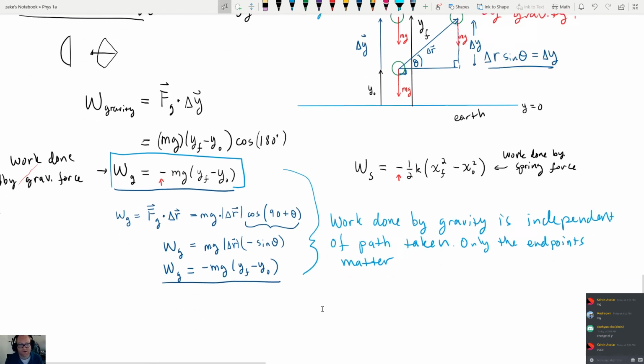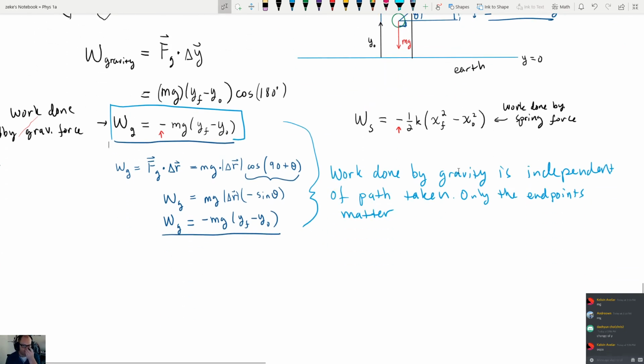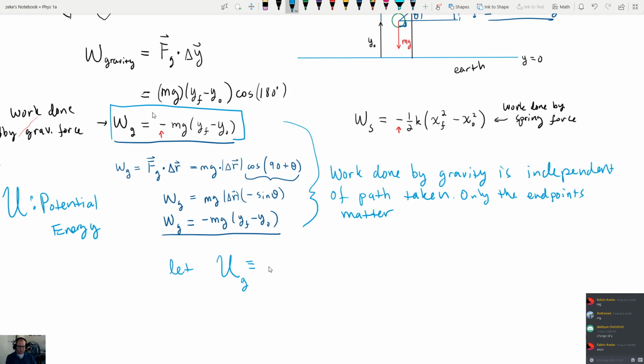So as a result, because the work done by gravity is independent of the path, it makes sense to just say that, well, this thing, mgy, must be representative of something that we can use to be calculating work done by gravity. So what we're going to do is let U represent the potential energy due to gravity, so U sub G. So, big U is potential energy. And we're going to let the potential energy due to gravity be defined as mgy.